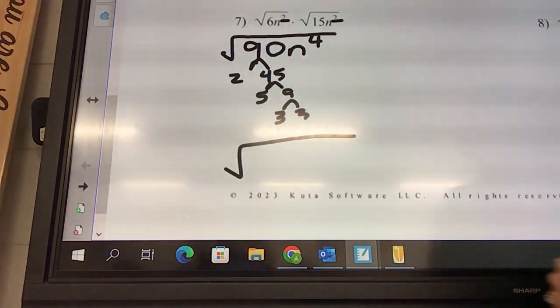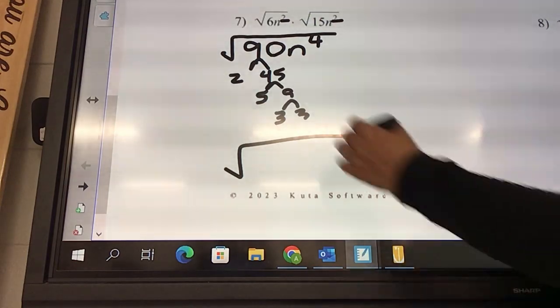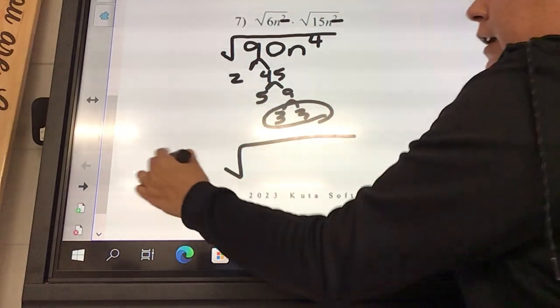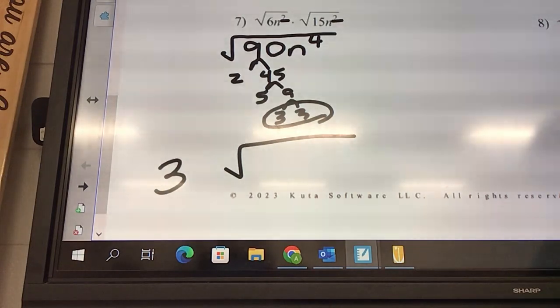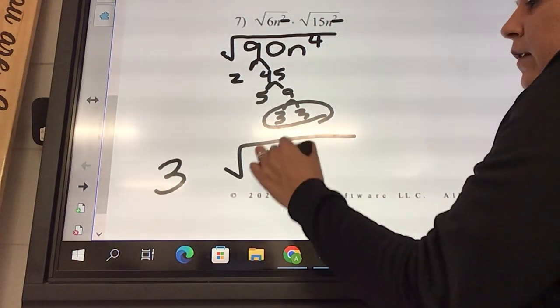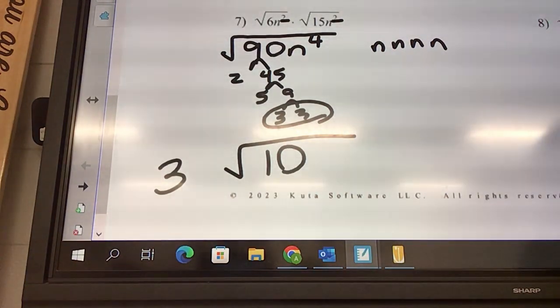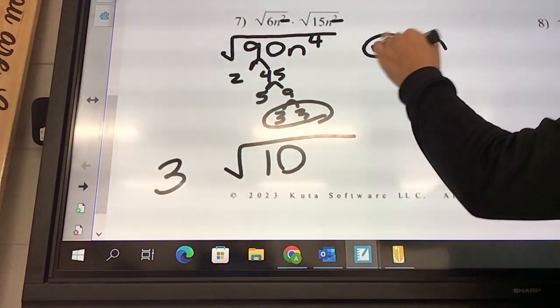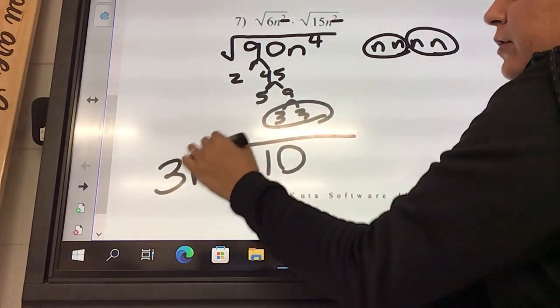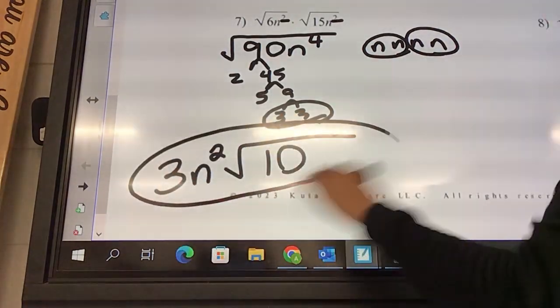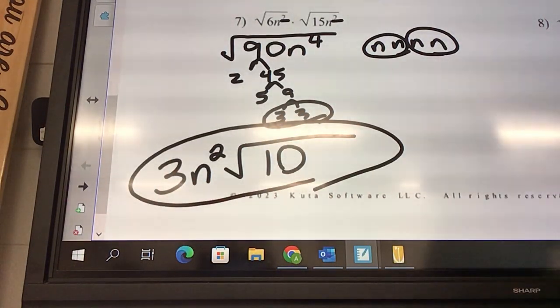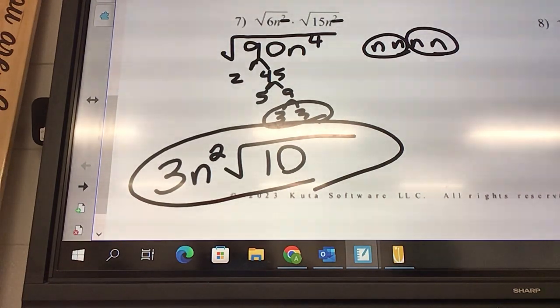So who can go? One set of 3s, and where do they go? To the outside. Who cannot go? 2 and 5, which is 10, on the inside. Then I have 4 n's. So who can go? 2 sets of n. So it's going to be n squared on the outside. So that is multiplying radicals.